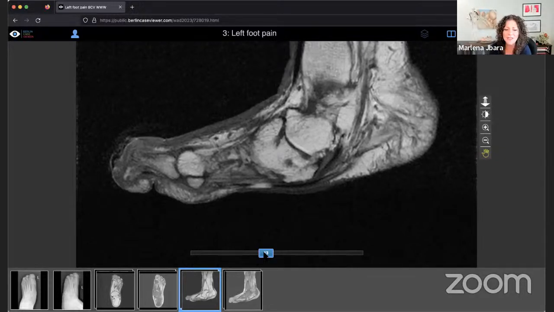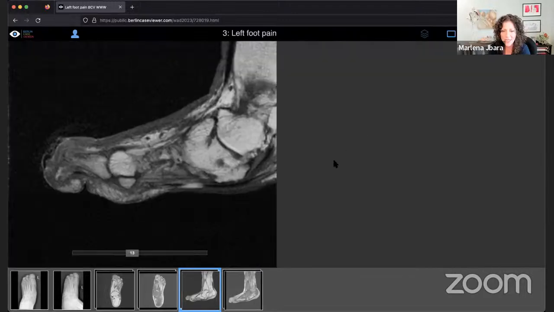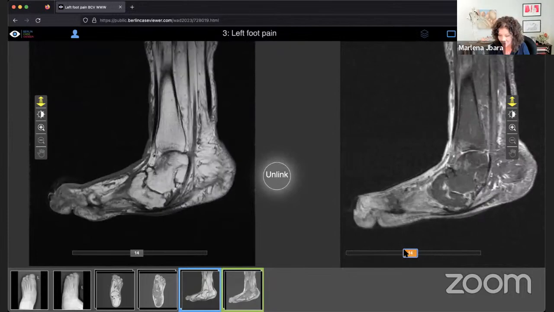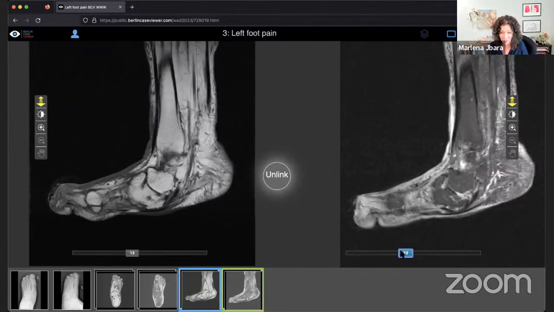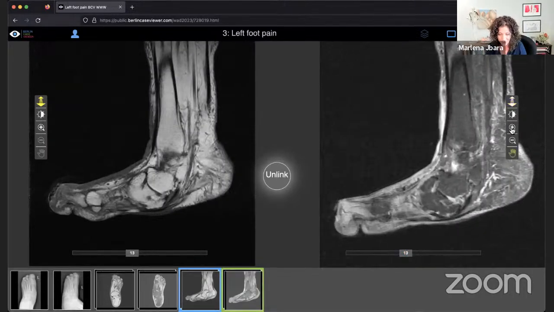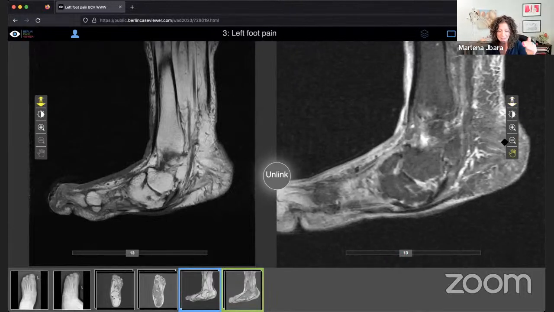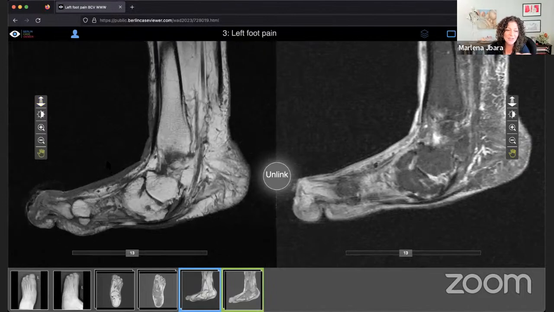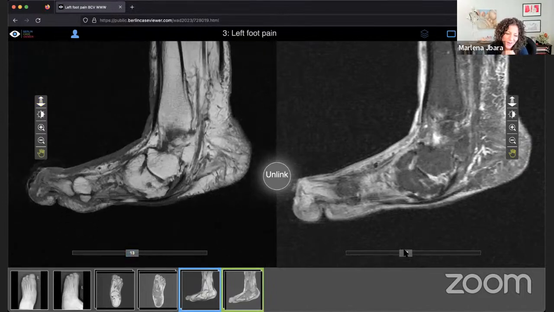Let's compare that to the T2, which is the next one. Perfect. Thank you for bringing them up side by side. So much great functionality here. You see it's light bulb bright. Clearly there's inflammatory change at this joint, and it's contiguous with the skin and a soft tissue ulcer in this patient with osteomyelitis and septic arthritis.